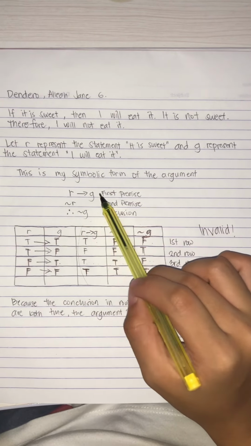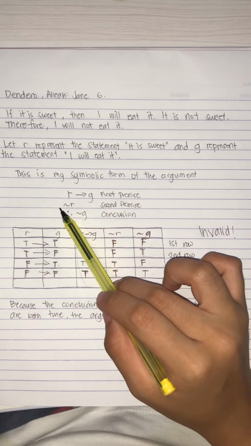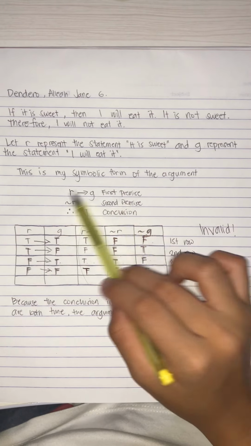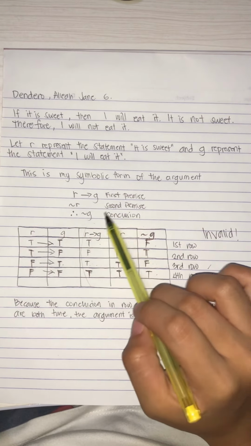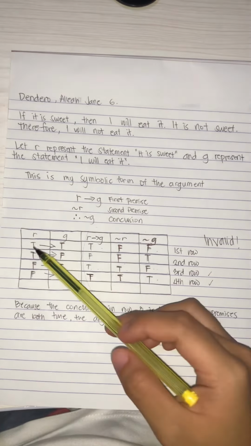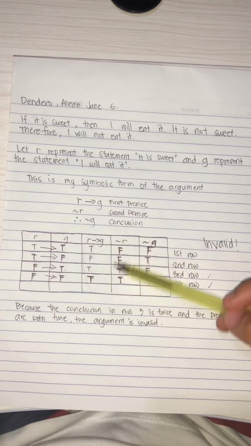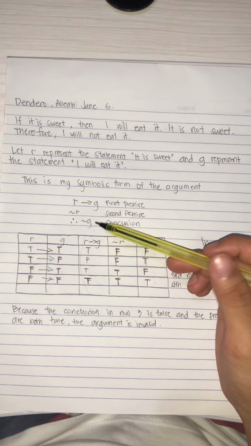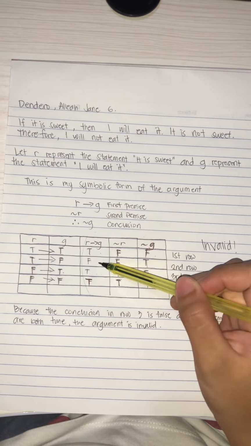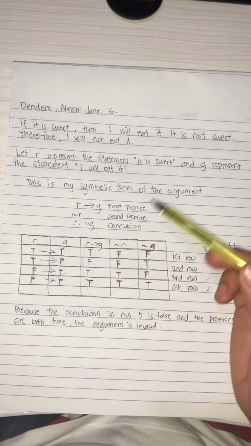R implies G, which is my first premise, and negation of R, which is my second premise. Therefore, negation of G, which is my conclusion. Here is my truth table of first premise. True, false, true, and true.